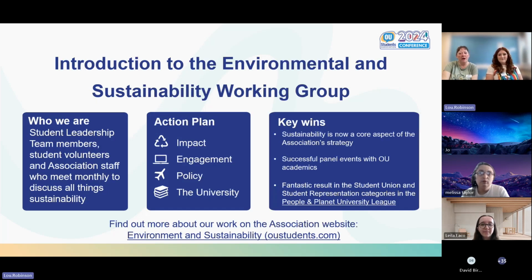Just to give you an overview of the introduction to the Environmental and Sustainability Working Group, so who we are. We're student leadership team members, student volunteers and association staff who meet monthly to discuss all things sustainability. We do have an action plan, so we've got impact, engagement, policy and the university. So we work on all those areas around sustainability.